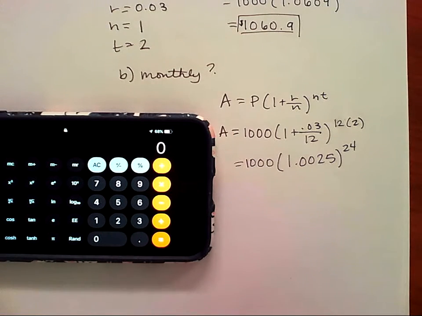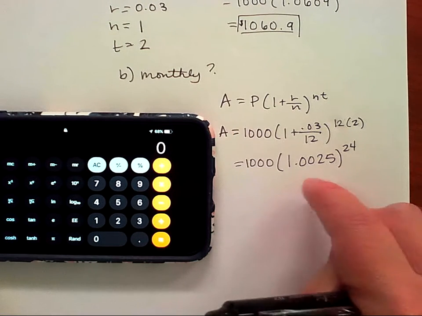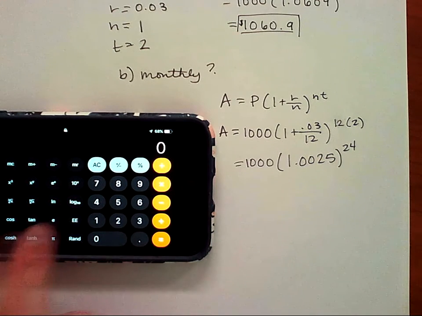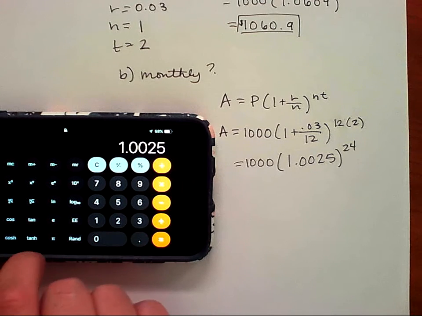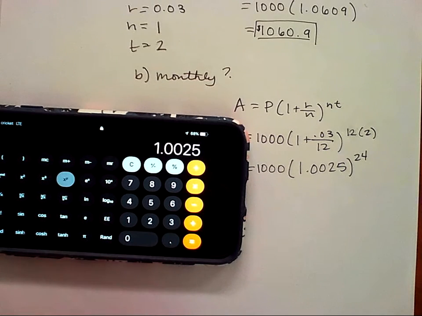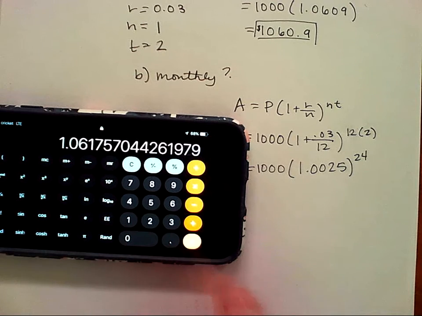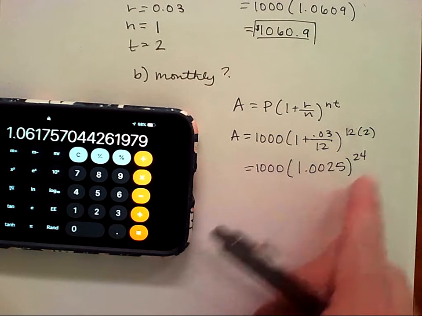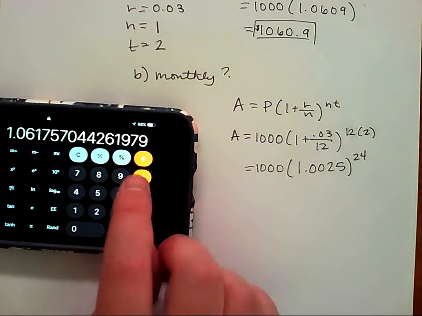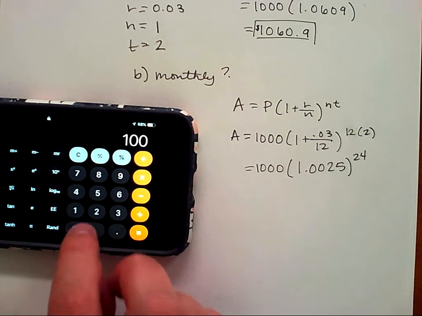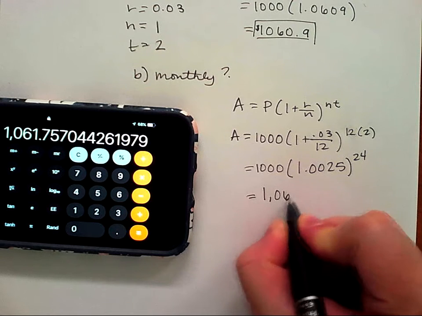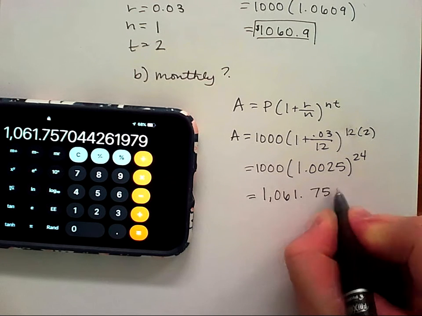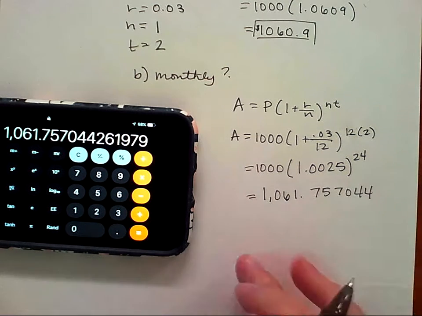Okay, so how do I do this? I clean up inside the parentheses. Now I need to do exponents, right? So 1.0025 to the, where's the to the on this? XY. To the 24. Okay, so that's what you get. Now you do multiplication, so I multiply times 1,000. That equals 1,061.757044.